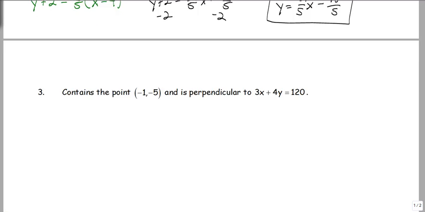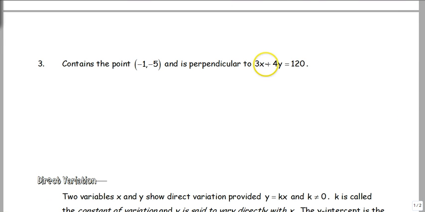Alright, contains the point -1, -5, and it's perpendicular to this. Alright, so remember, perpendicular means the slope is the opposite reciprocal of each other's. So the only thing we have a problem with here is we don't know what the slope of this is yet, do we? Well, let's solve this and see what the slope is, because we need to know what it is.